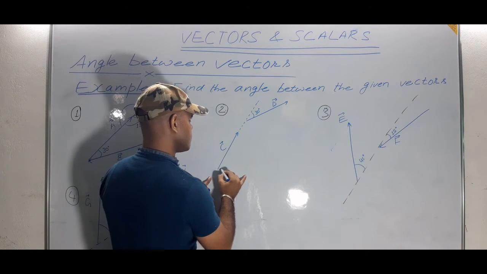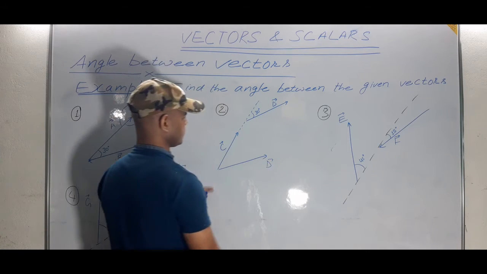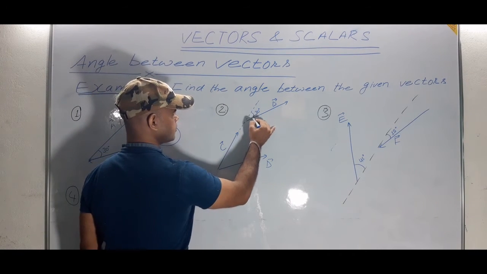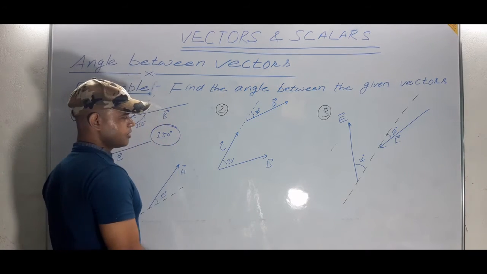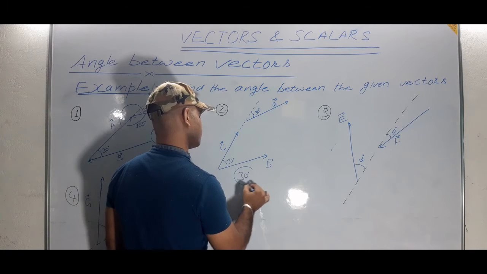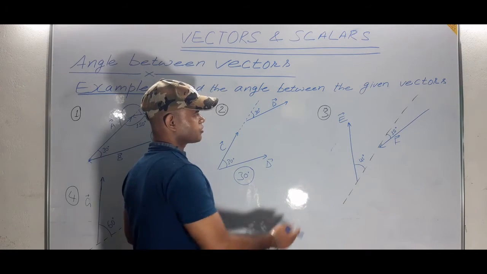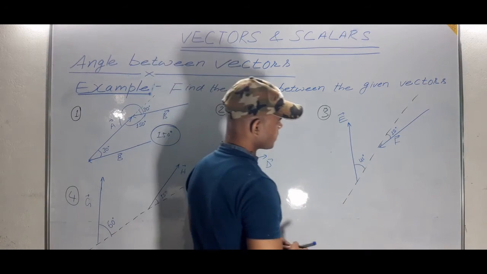So this is my D vector, almost parallel. So if this angle is 30 degree, this one is going to be 30 degree, right? So the angle between these two vectors, C vector and D vector, is 30 degree. Got it? Okay, so now let's look at example 3, question number 3 in fact.